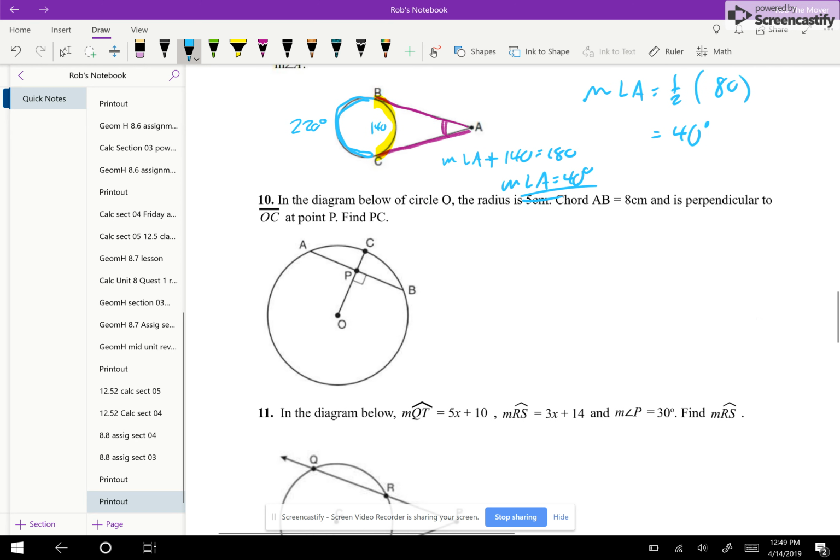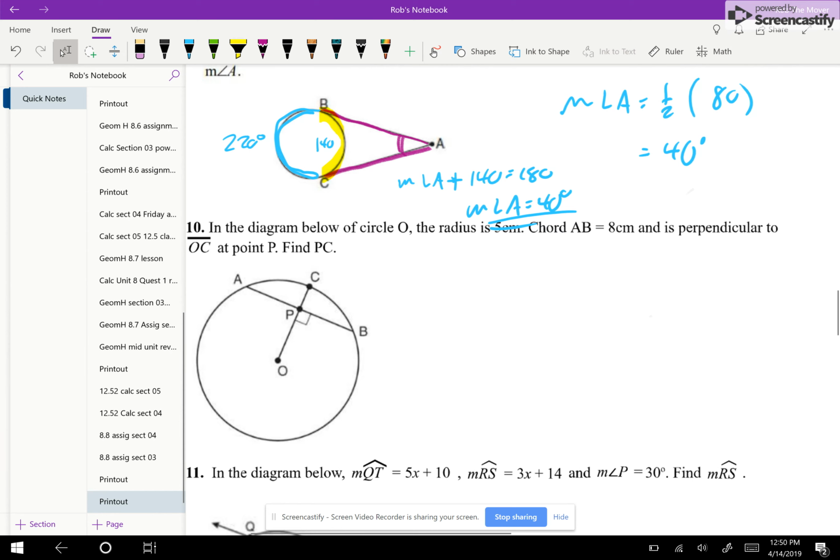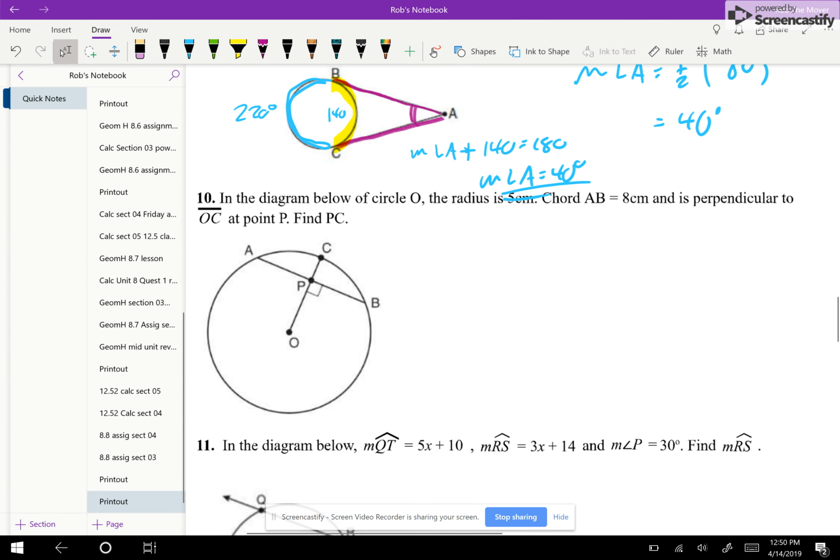Number 10, this question comes up a lot, and I think one of the keys of this problem that I've emphasized in class is draw a radius in, because this right here is perpendicular. So we have a line through the center of the circle perpendicular to a chord. And when that happens, we know that it bisects the chord. So those two segments are congruent. Since we're given the whole chord is 8, then each little piece is 4.